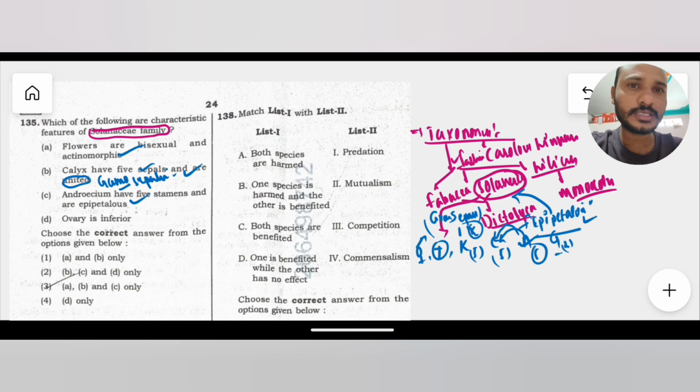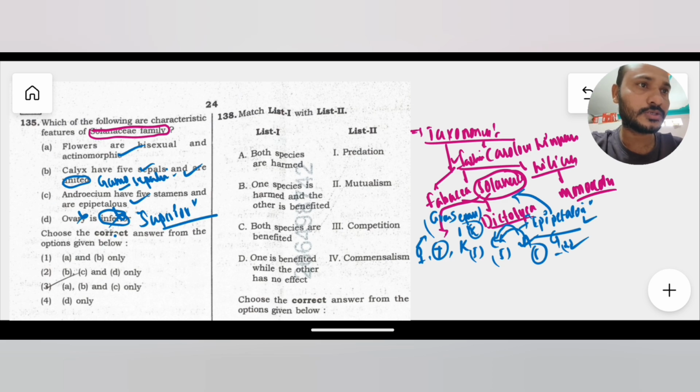Now let's check the gynoecium. Here the gynoecium has 2 carpels, meaning bicarpellary. But the question says the ovary is inferior. In Solanaceae the ovary is superior, not inferior. So this statement makes the question wrong. Generally in Solanaceae the ovary is superior, so the wrong statement is D. Choose the correct answer from the options given below. We know that A, B, C are right, but D is wrong.